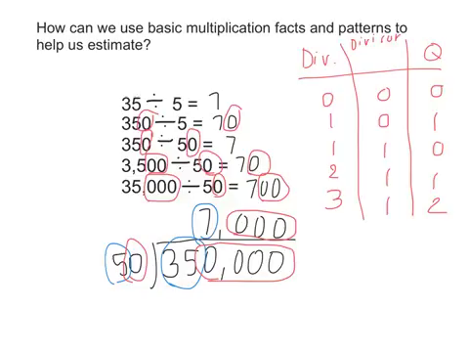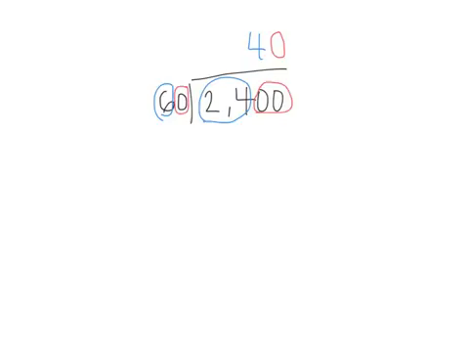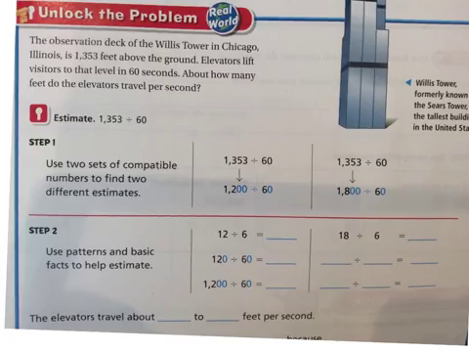Okay, let's take a look at another example. So now let's take a look at this problem. Of course, you do not need to copy down the whole problem into your notebook. You simply need to write down the math when we're thinking about the math, okay? It says, the observation deck of the Willis Tower in Chicago, Illinois is 1,353 feet above the ground. Elevators lift visitors to that level in 60 seconds. So the elevator travels 1,353 feet in just 60 seconds. The question is asking how many feet do the elevators travel per second.